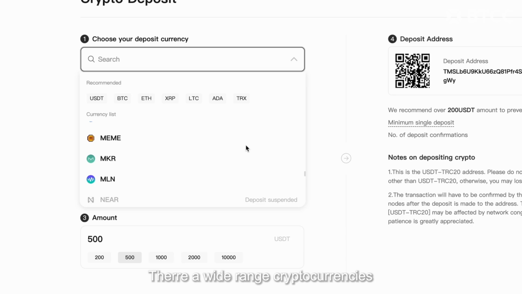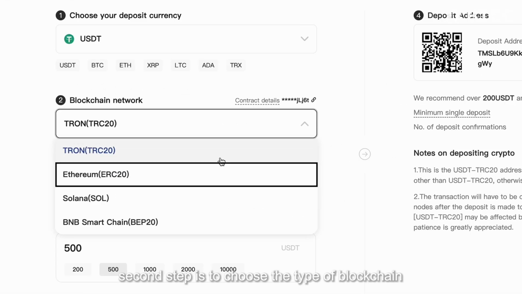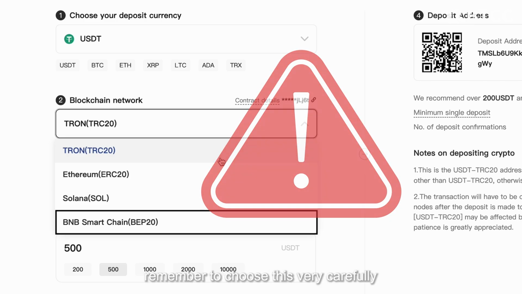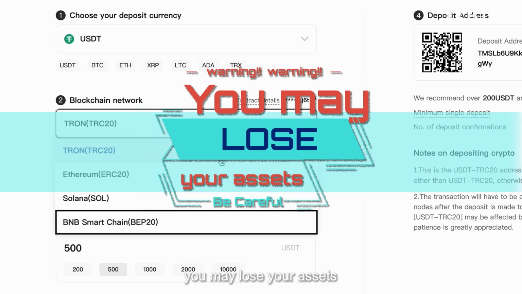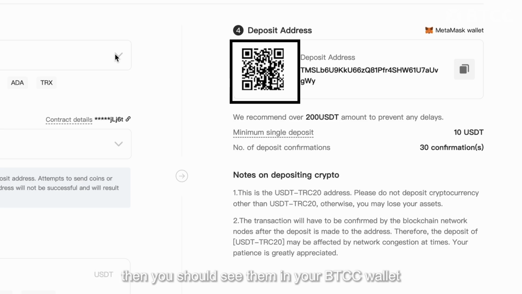Crypto deposit is suitable for those who already have crypto in your hands. There are a wide range of cryptocurrencies being accepted in deposit. Second step is to choose the type of blockchain your crypto is on. Remember to choose this very carefully. If you choose the wrong one and proceed to transfer, you may lose your assets. Last step is to use your own wallet to transfer crypto into the address on the right-hand side. Then you should see them in your Btcc wallet.